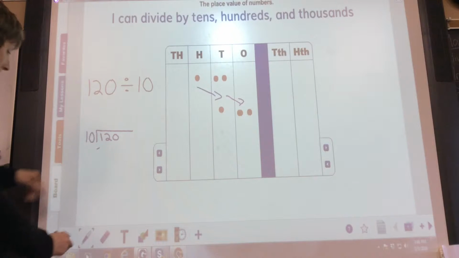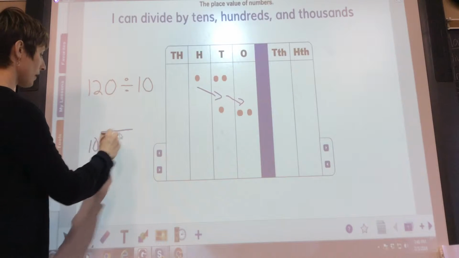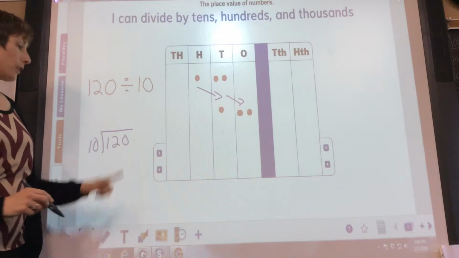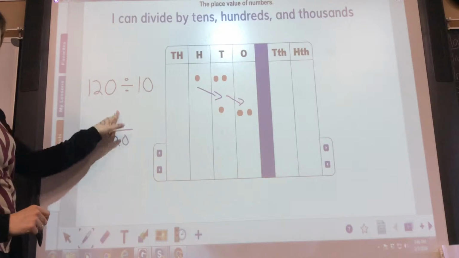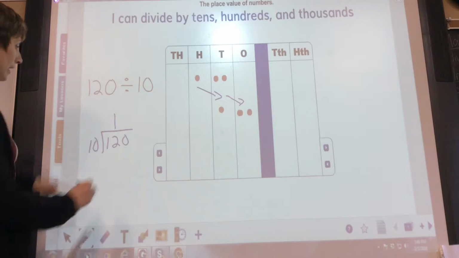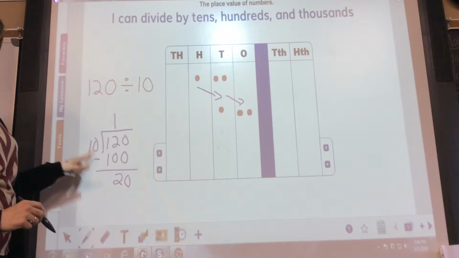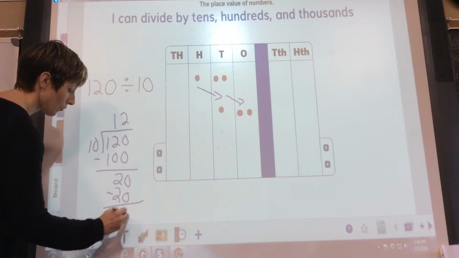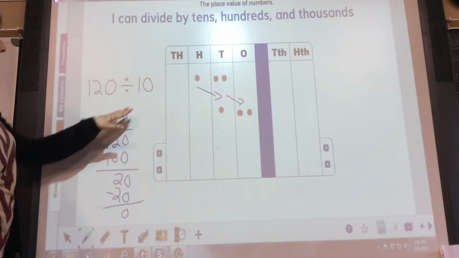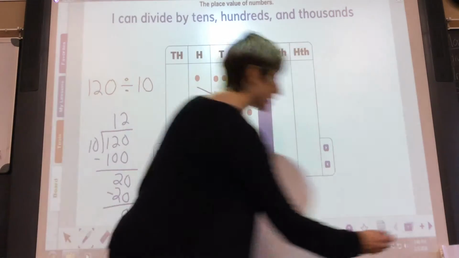You can go ahead and think of it in long division as well. Let me rewrite that. We have 120 divided by 10. 1 divided by 10, can't do it. 12 divided by 10. 10 goes into 12 one time. Remember, you have to line up your place values. 10 times 10 is 100. Go ahead and subtract. 20 divided by 10 is 2. 2 times 10, 20. So 120 divided by 10 is 12, just like we show on the place value chart. Piece of cake, right? You guys know this already.